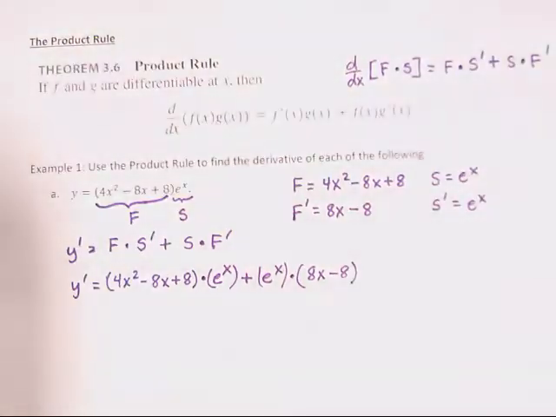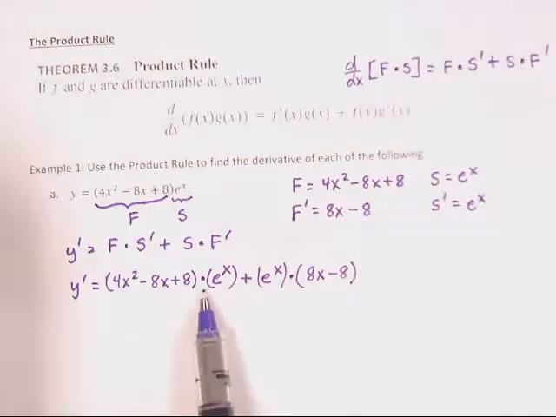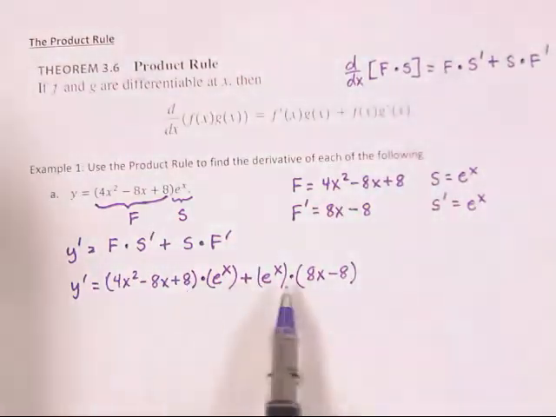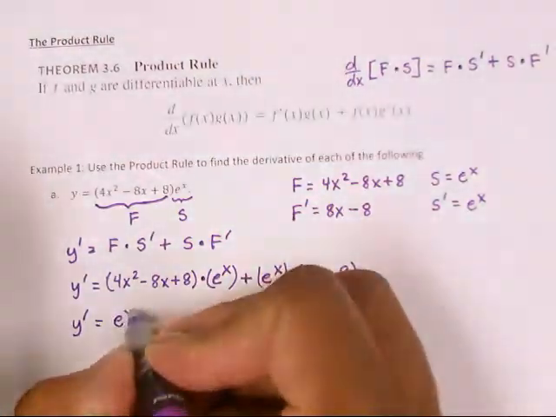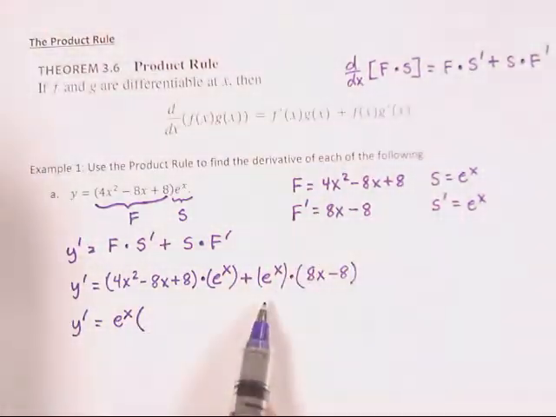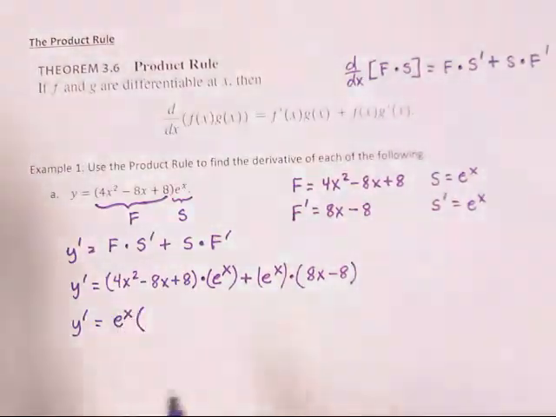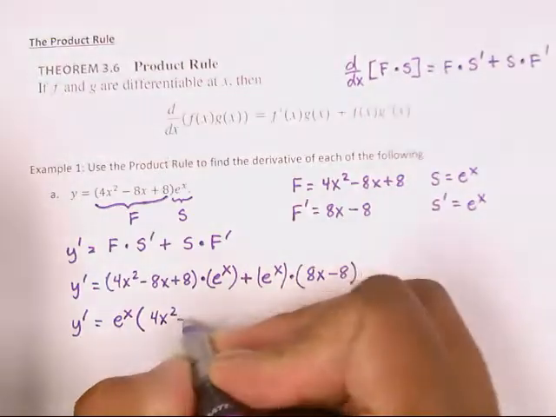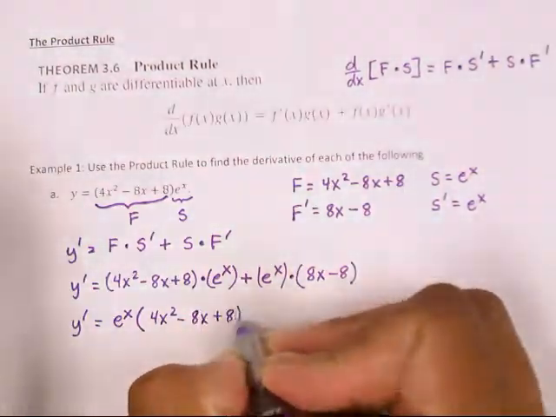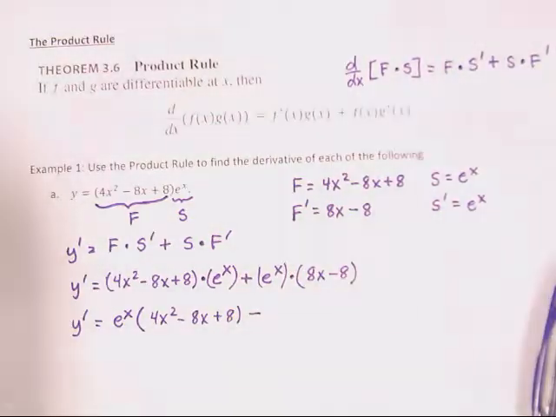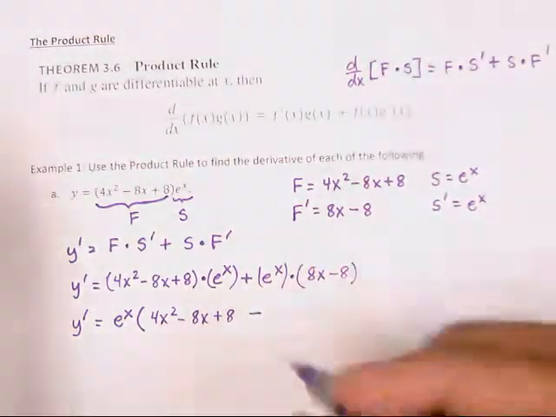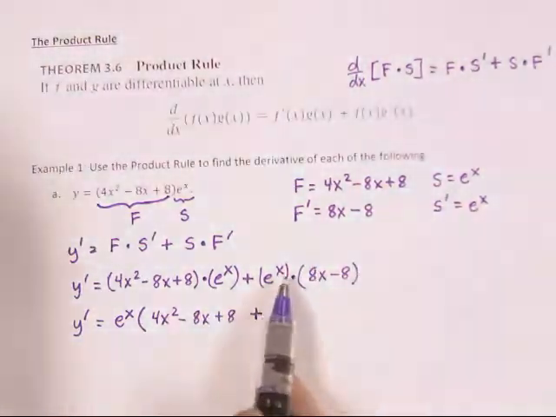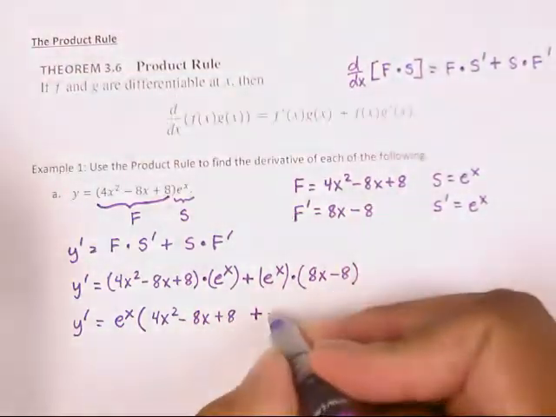And then I'm going to try to simplify this a bit. Now what I'm going to do here is factor out e to the x, because e to the x is in this term, and e to the x is in this term as well. So let's go ahead and factor out e to the x. And if I factor out e to the x, then what's going to be left in this first term would be the 4x squared minus 8x plus 8, and then plus, if I factor out this e to the x, I'm going to be left with 8x minus 8.